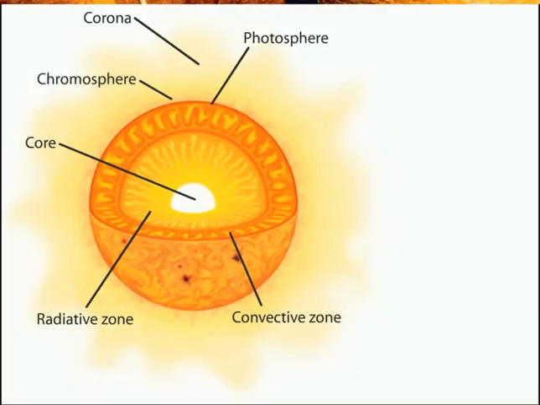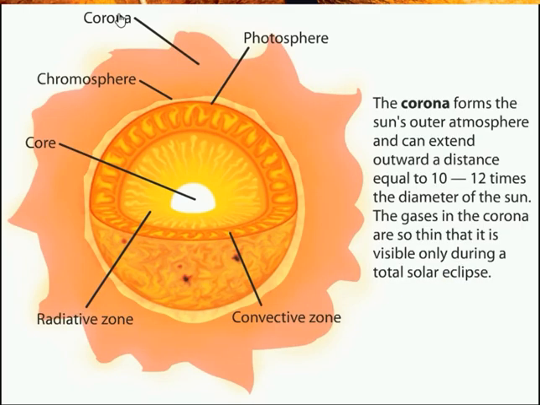Let's go through the layers of the sun, starting with the outermost layer, the corona. The corona forms the sun's outer atmosphere and can extend outward a distance equal to 10 to 12 times the diameter of the sun. The gases in the corona are so thin that it is visible only during a total solar eclipse.